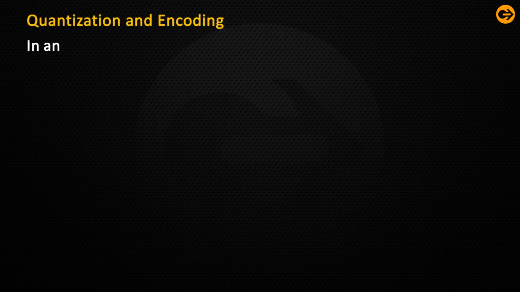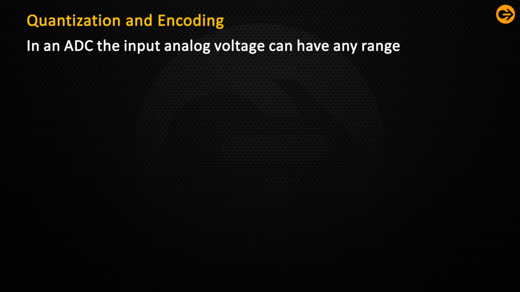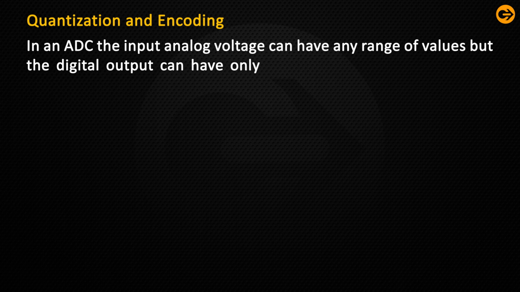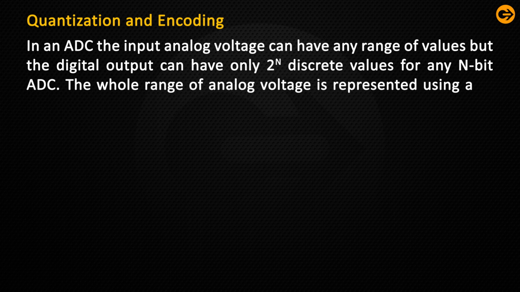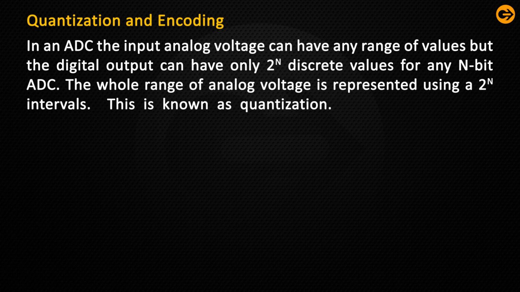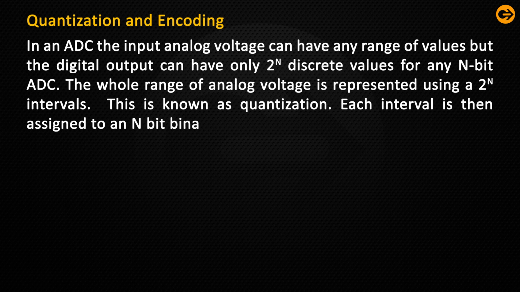In an ADC, the input analog voltage can have any range of values, but the digital output can have only 2 to the power n discrete values for any n-bit ADC. The whole range of analog voltage is represented using 2 to the power n intervals. This is known as quantization. Each interval is then assigned an n-bit binary code, which is known as encoding.